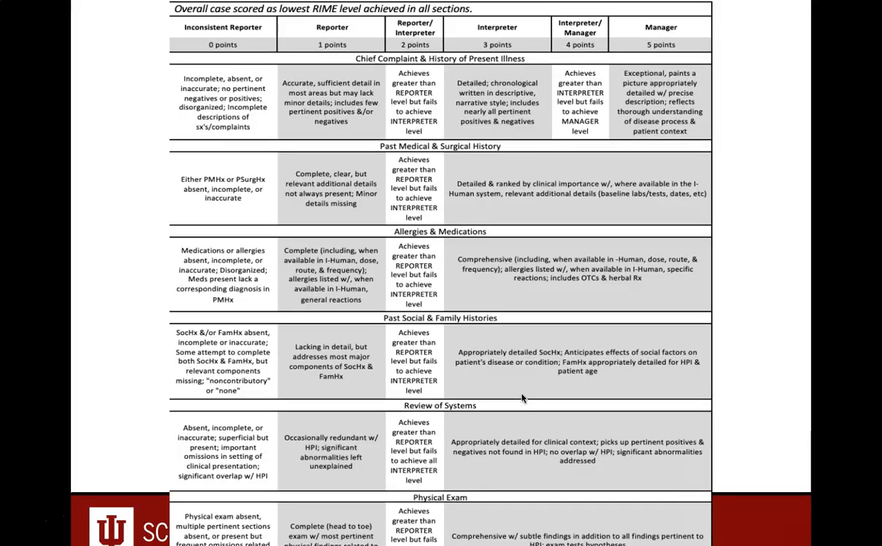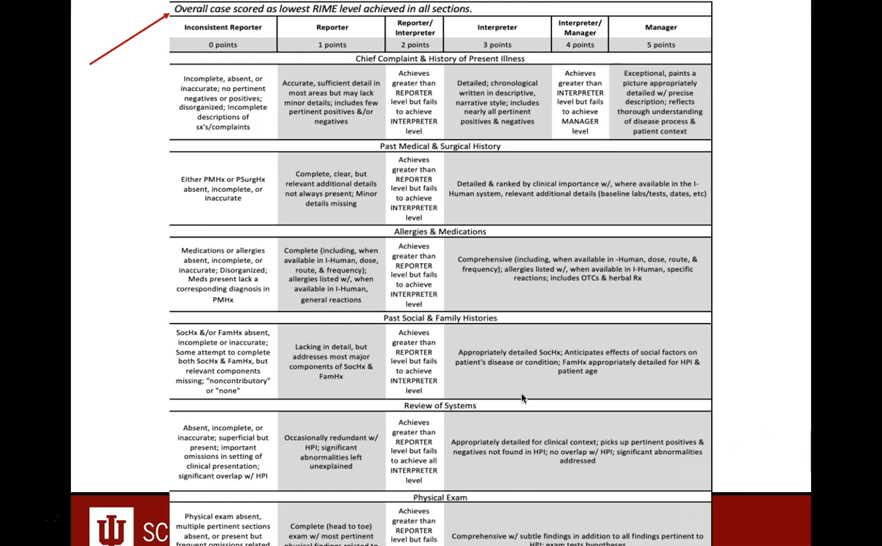This is the iHuman rubric. We'll go through it step by step. This is also available in your syllabus. At the top, you'll notice that there's a statement: overall case scored at lowest RIME level achieved in all sections.